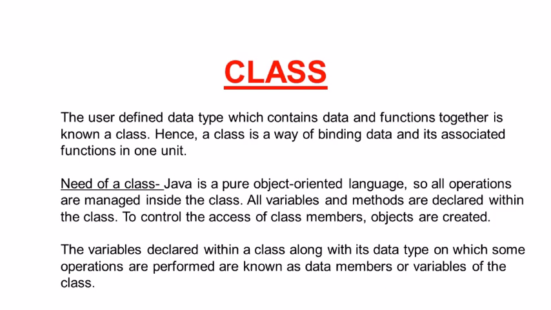Why do we need a class? We all know that Java is a pure object-oriented language, so all operations are managed inside the class. All variables and methods are declared within the class. To control the access of class members, objects are created. The variables which are declared within the class along with its data type on which some operations are performed are known as data members or variables of the class.